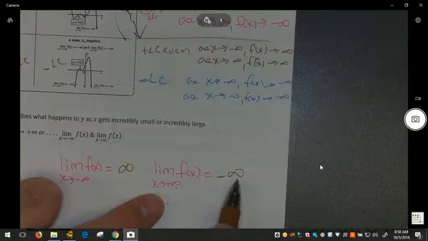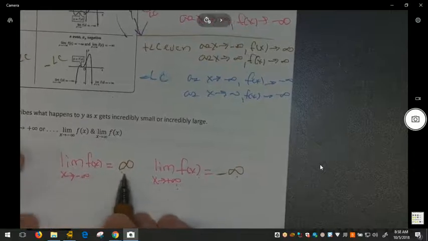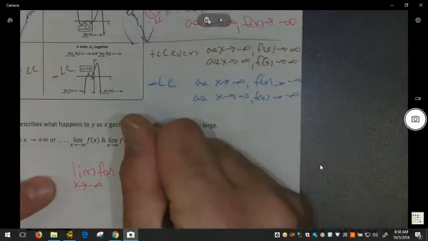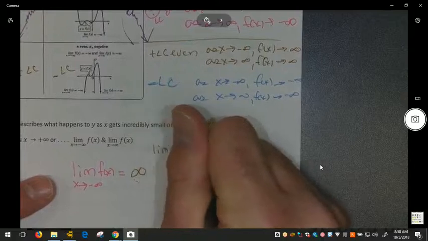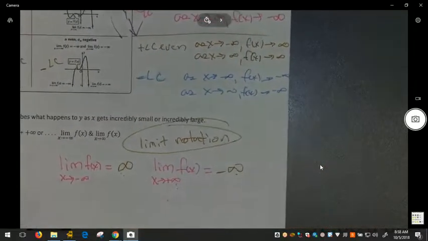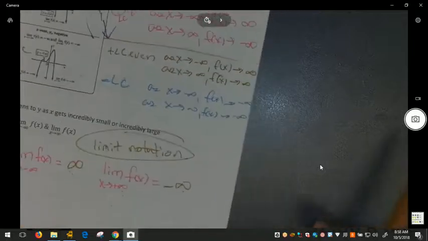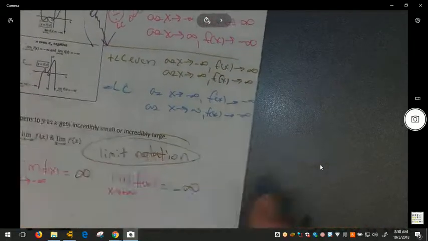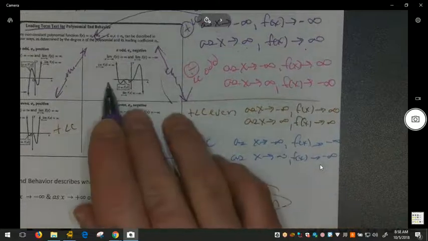Oh, the height goes down infinitely, or oh, the height goes up infinitely. This is called limit notation. We will be using this for the rest of the course, so you need to be comfortable with limit notation. But this should primarily be reviewed using the leading terms test.